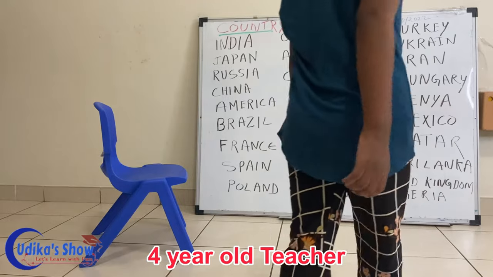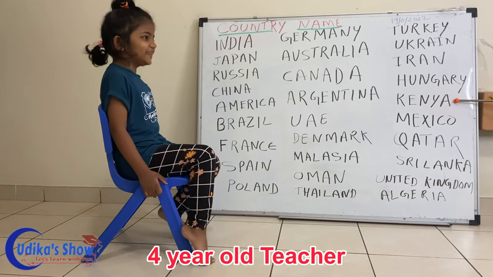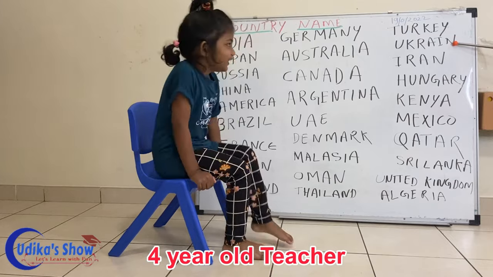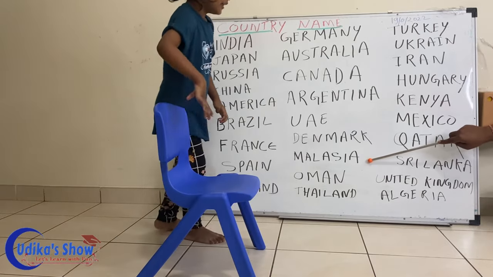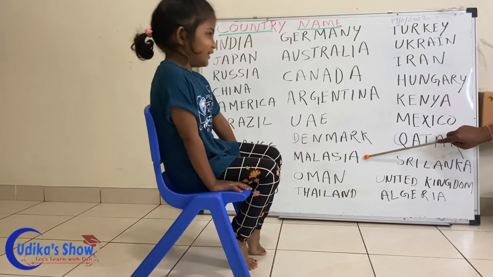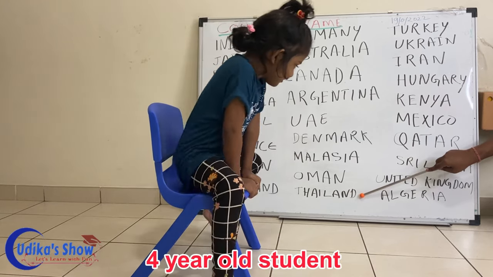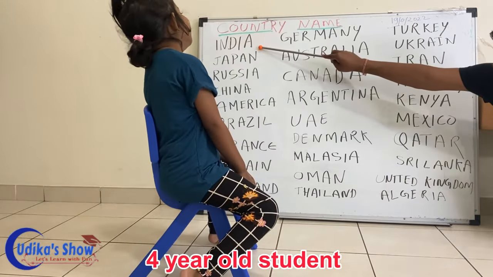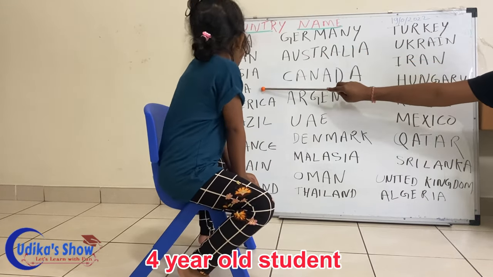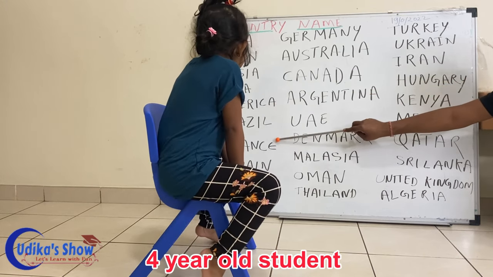Now Daddy's turn. Okay. What is this? Hungary. What is this? Kenya. What is this? Turkey. What is this? Ukraine. What is this? Malaysia. This? Oman. This? Thailand. This? India. This? Japan. This? Russia. This? China. This? America.